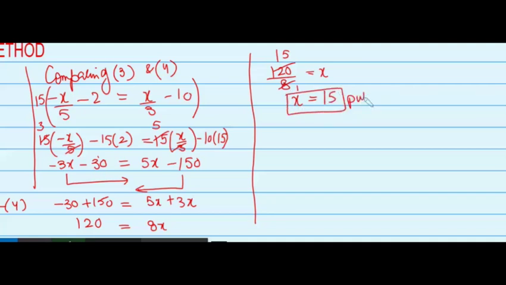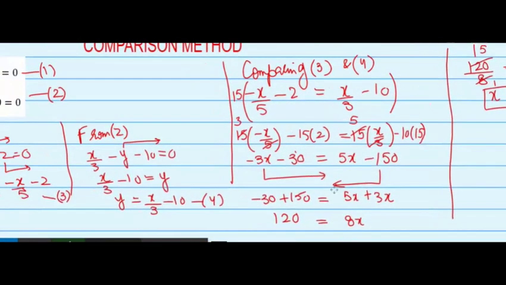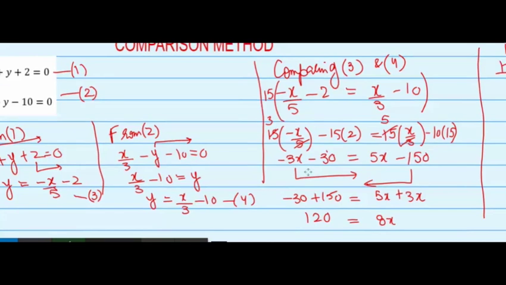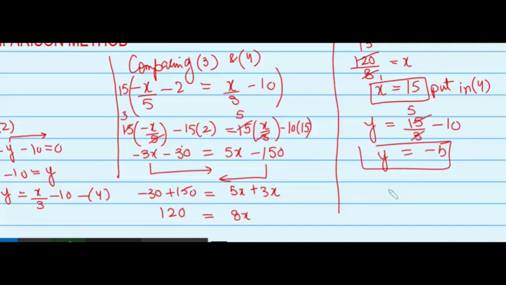Now we can put this value in any equation. We can put it in the first, second, third or fourth, any one. So I'm putting this value in the fourth. So the fourth equation is y is equal to x over 3, meaning 15 over 3 minus 10, right? So 3 5s are 15. So we get 5 minus 10, which is minus 5. So the point of intersection is 15 comma negative 5. So this is the solution of the linear equations given, right?